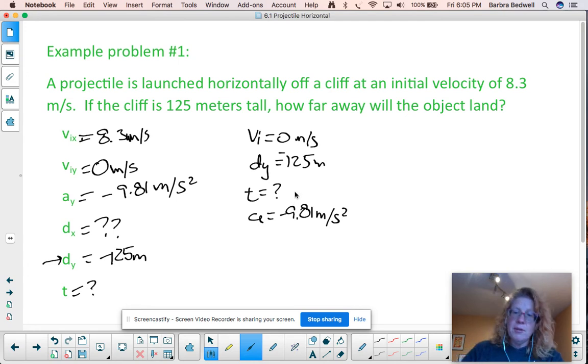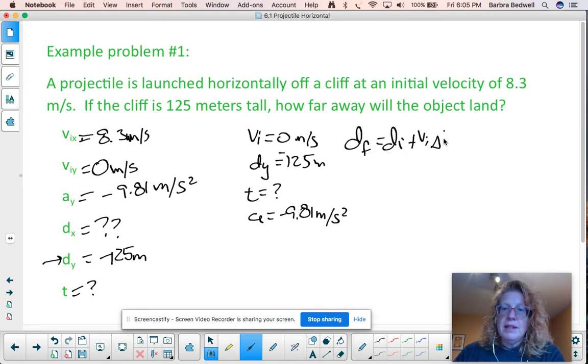So do I have any information? Do I have a kinematics equation that would work with this? Well, yeah, actually I do. If I'm looking for time and I've got VI and A, usually the equation that you're going to end up working is the long one: df equals di plus vi delta t plus 1/2 a t squared. So with this, how do we work this out?